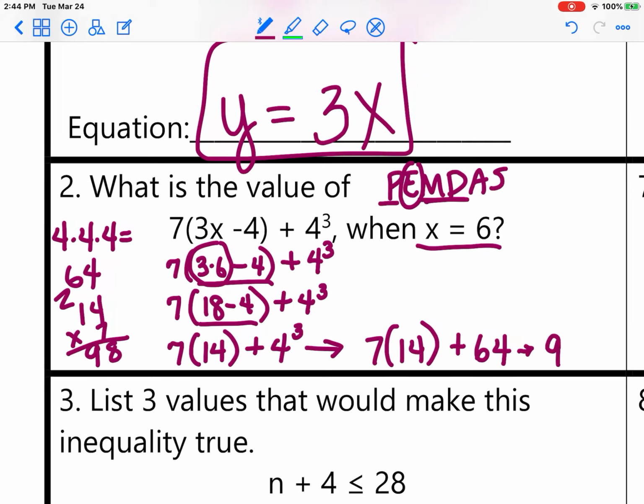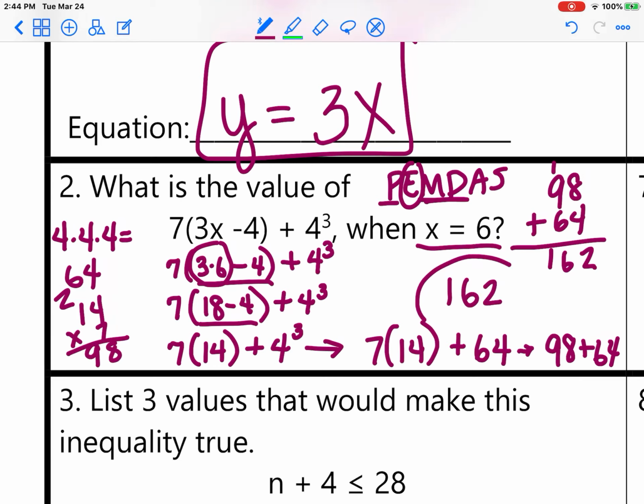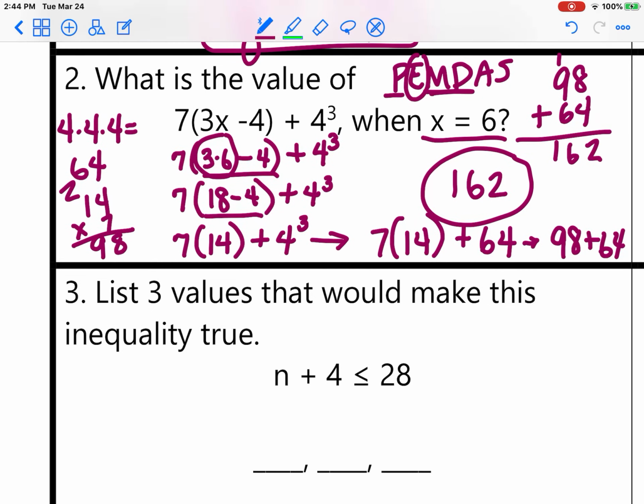So now it's 98 plus 64. I'll do that math right here. 98 plus 64. 8 plus 4 is 12. Carry the 1, and that's 16. So the value when x equals 6 is 162. Don't forget to circle that. Alright, moving on.